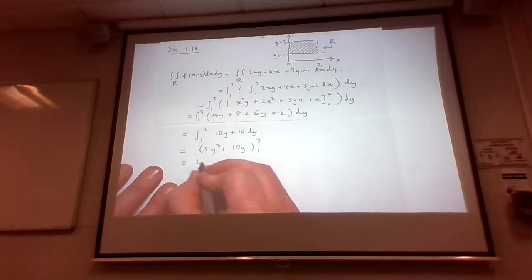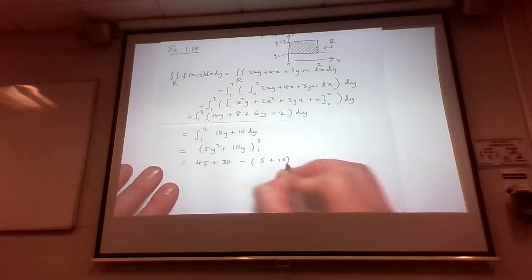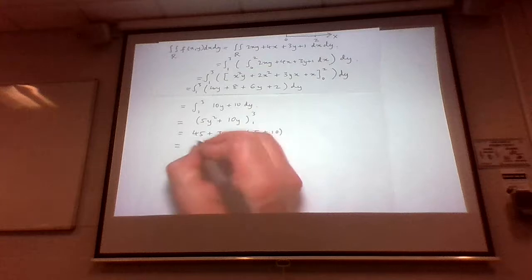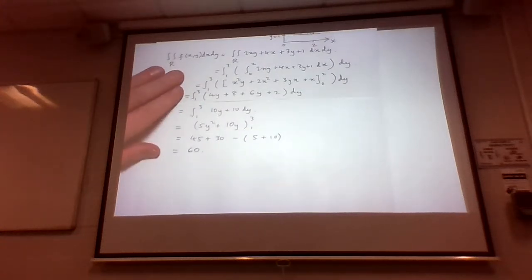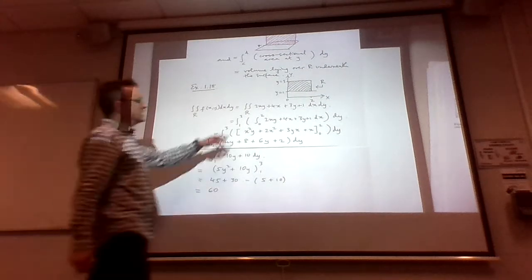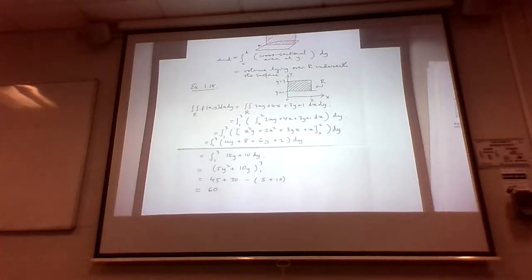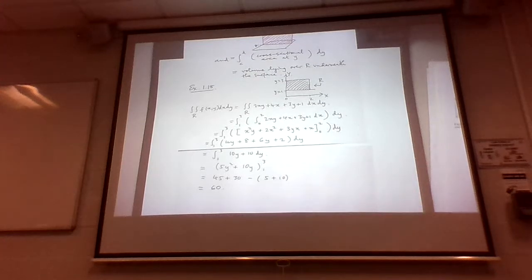So you'd have 45 plus 30 minus 5 plus 10. What's that? 75 minus 15? 60? So 60 units is the value, or the measure of the volume lying above this rectangular region and bounded on the top by the surface defined by that function z equals f of x, y. We're talking about this function f of x and y here. Okay. Measure of the volume of what?